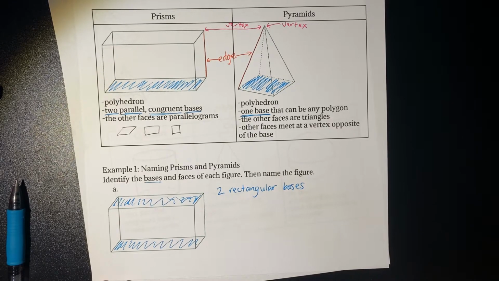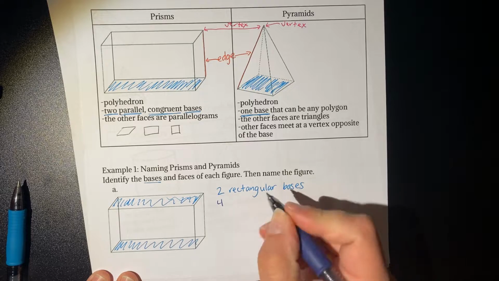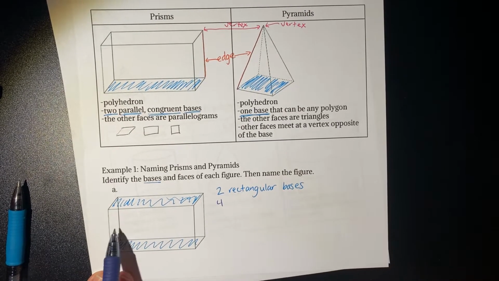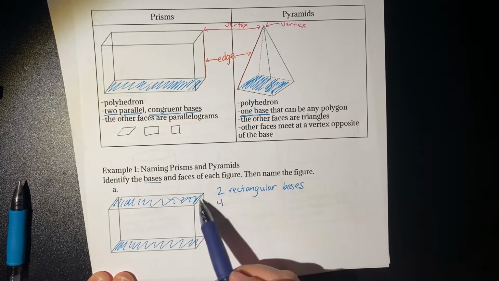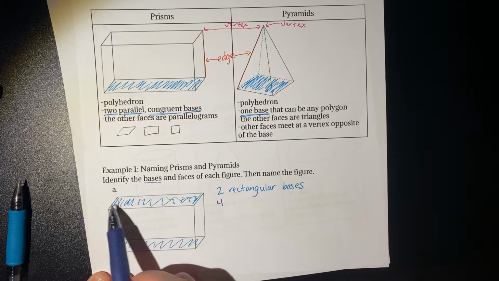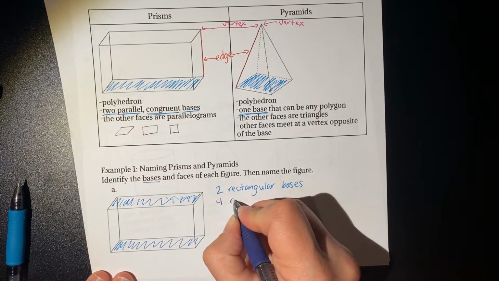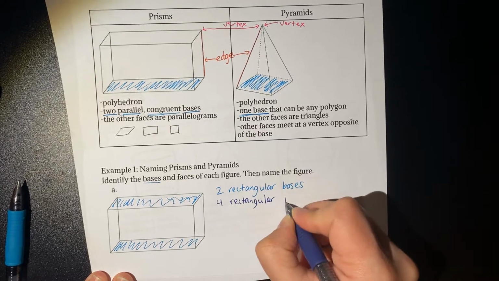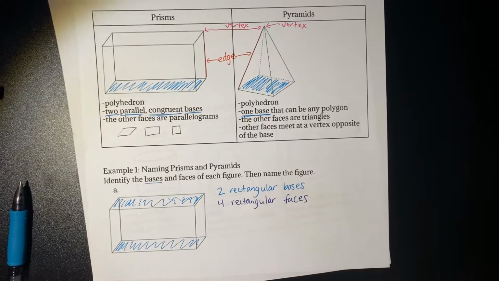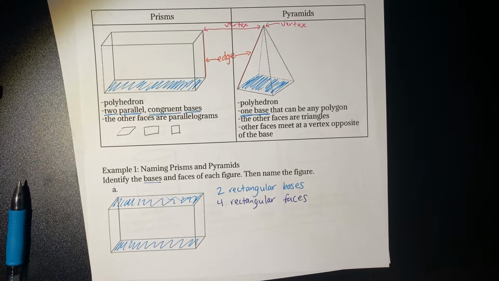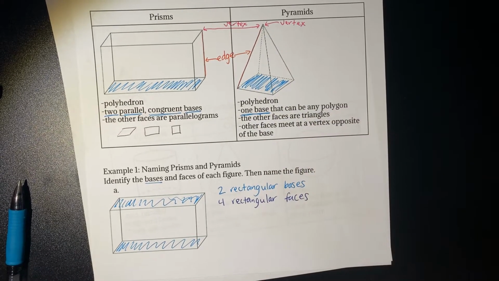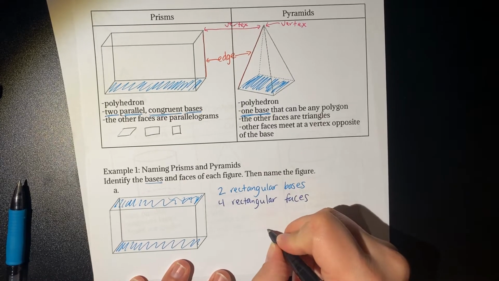We are going to say that we have four, well, let's see. This side here, rectangle, rectangle, 3, 4. So we have 4 rectangular faces. I'm not going to color the faces because it would get confusing. Okay. So, because this side doesn't come to a point, pretty much, we know that this shape is going to be a prism.